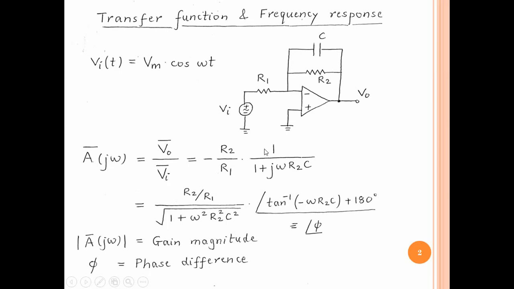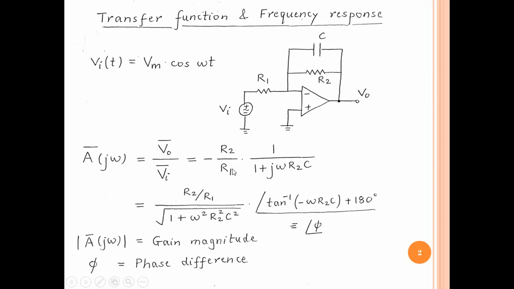So VO over VI, the output voltage divided by the input voltage in the frequency domain, is given by minus R2 by R1 into 1 by 1 plus j omega R2C. This function in the frequency domain, VO over VI, is often called the transfer function of any system. So the output divided by the input is called the transfer function. It is variously represented as A or H sometimes. I think the book perhaps calls this H. I am calling it A because it is also the voltage gain of this circuit.